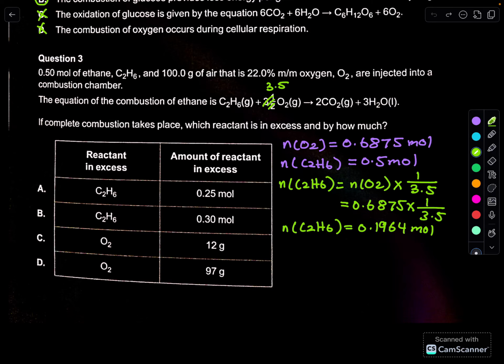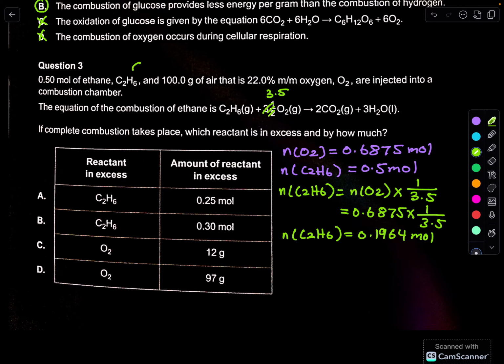Can you see how this over here, the mole of my ethane, is actually higher than the mole calculated here? This tells me that this ethane is actually in excess. So basically, ethane here is in excess. Of course, the oxygen would then be limiting. Perfect, so your oxygen is limiting. So we know which ones: the reactant in excess, of course, is ethane.